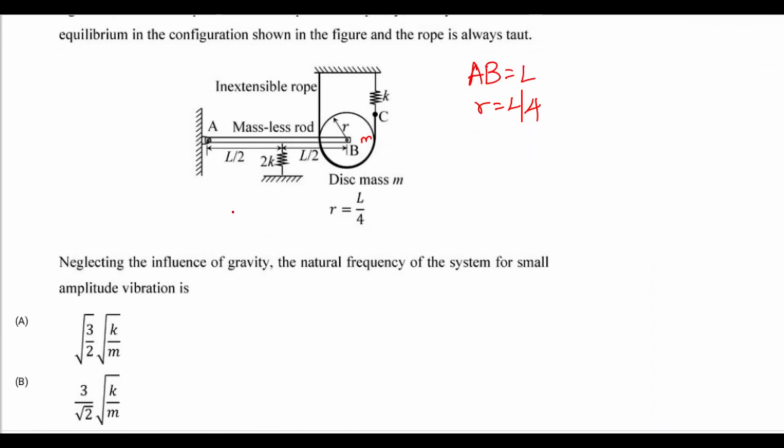Neglecting the influence of gravity, find the natural frequency of the system for small amplitude vibration. So they are just giving a small amplitude vibration. So what is the angular frequency? How will it move up and down?